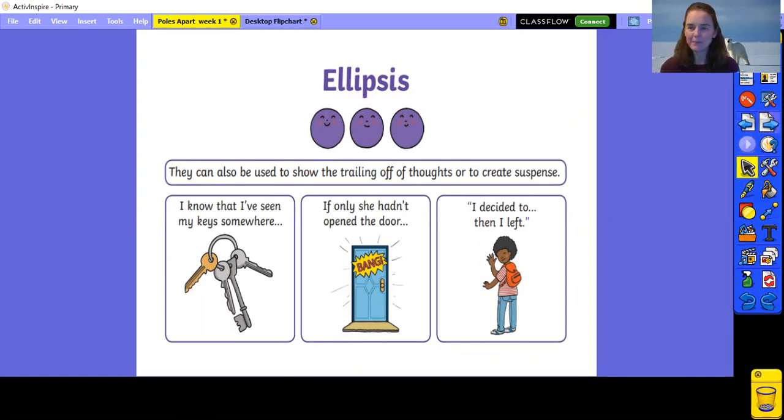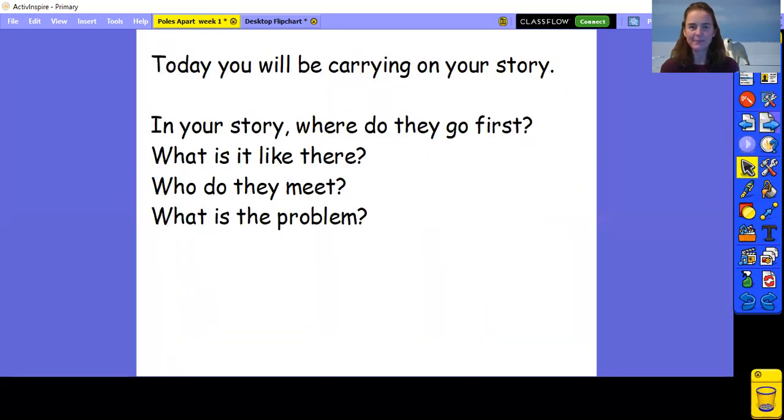So let's see what we're going to be doing in our writing. Today, you're going to be carrying on your story. And in your story, you need to explain where they go first and what it's like there. Who do they meet and what problem do they face and how is it solved? Now, when you're describing the first country that they arrive in, it's really important that you use a good range of adjectives to paint a picture in your reader's mind.